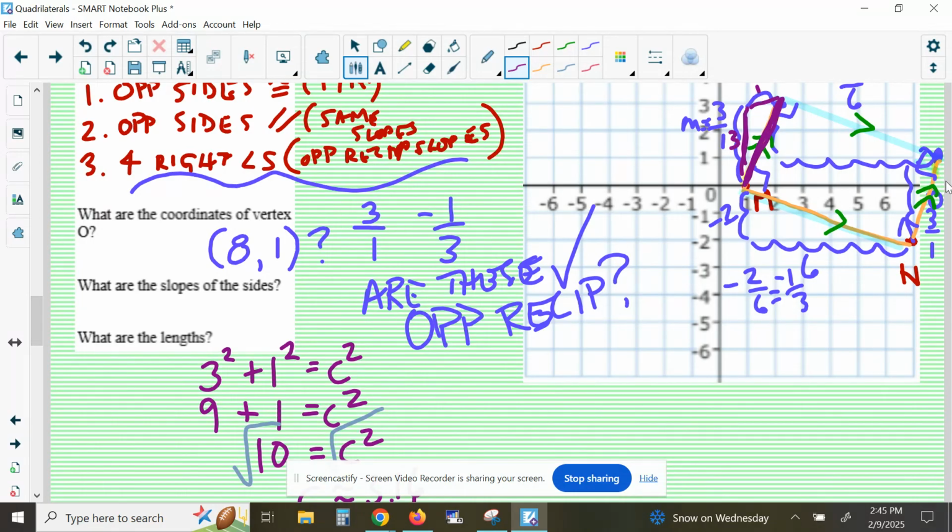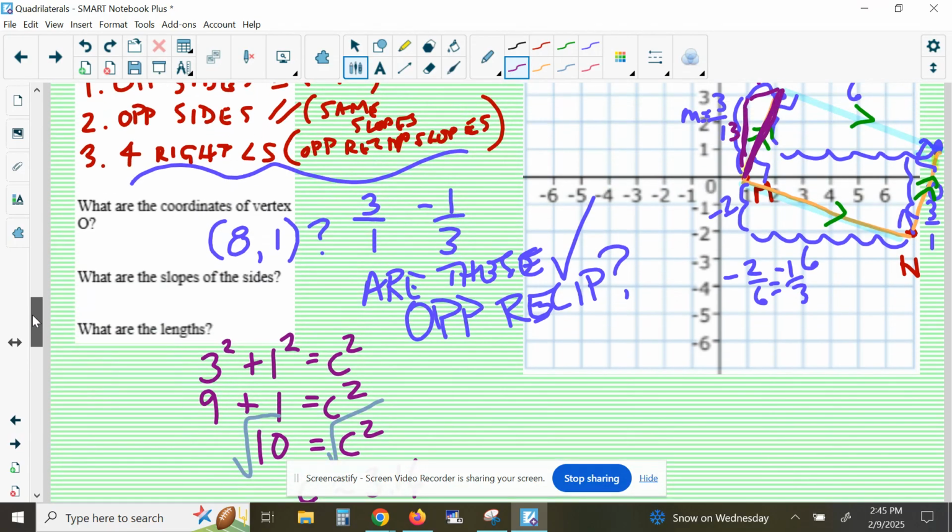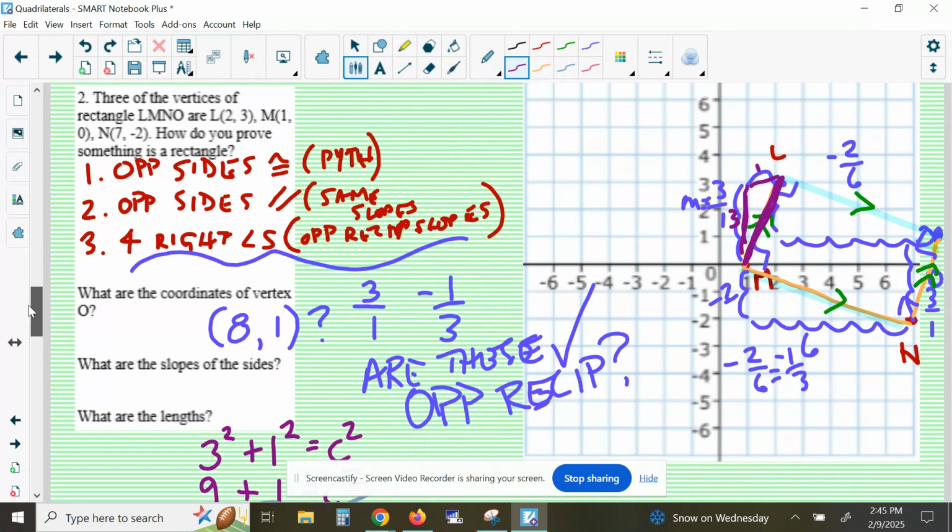Now let's see if the other side is going to be the same. So let's take a look at it. If we go from this bottom corner, that's 1, 2, 3, and then over 1. So 3 and 1, that's the exact same problem, and I get 3.16. So both of those opposite sides are congruent to each other.